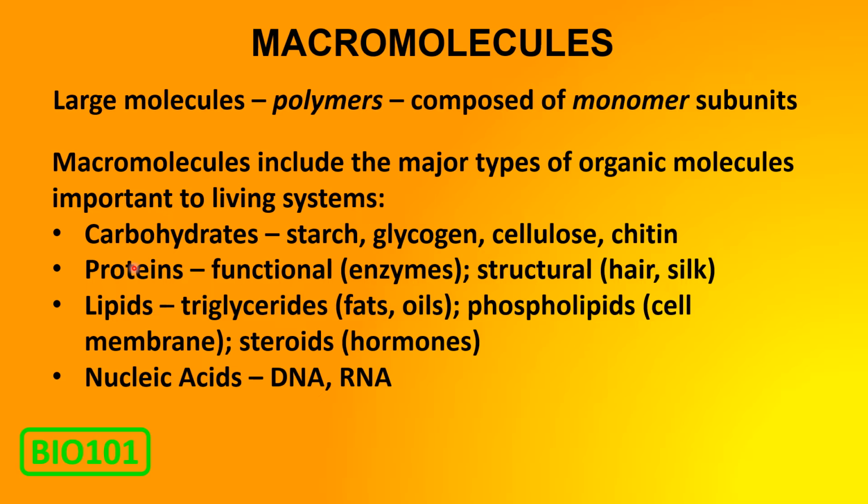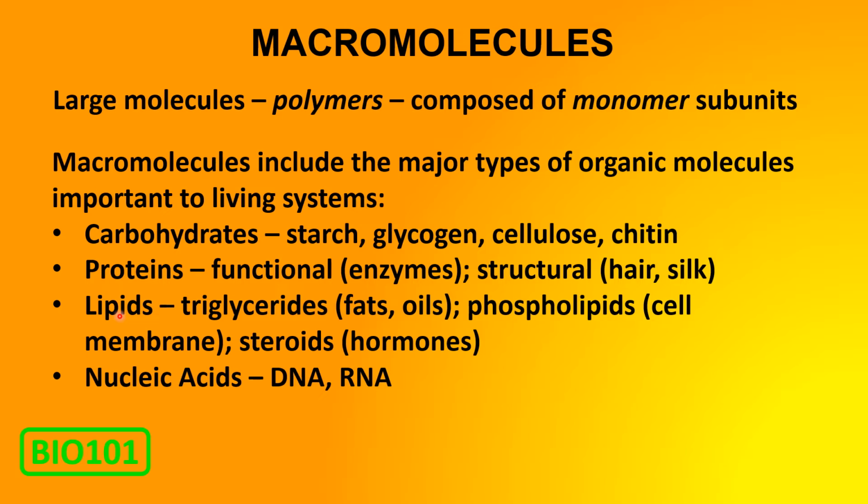We have proteins, and when I say protein, you probably think of hamburgers, right? But proteins include enzymes. Enzymes are functional proteins, and then we have structural proteins, or proteins that are used to build things, to build other organic structures. Examples of structural proteins are your hair and silk from silkworms, the webbing from spiders, those kinds of things. We're really going to stress heavily the enzyme function of proteins in this chapter.